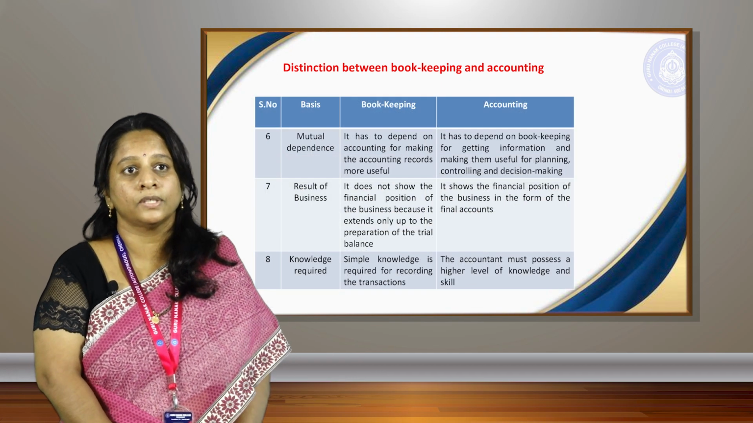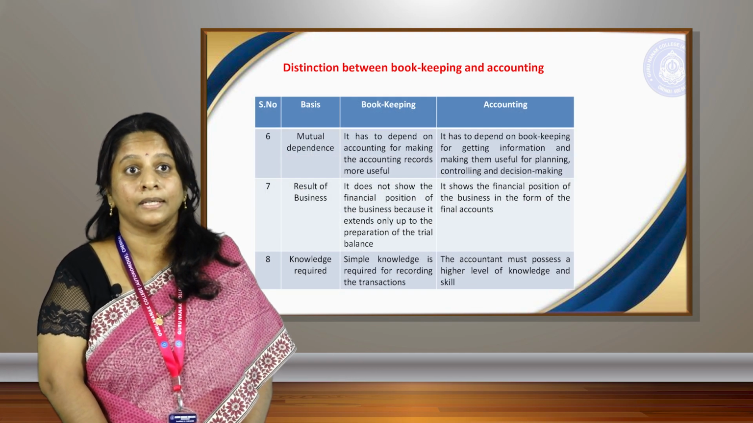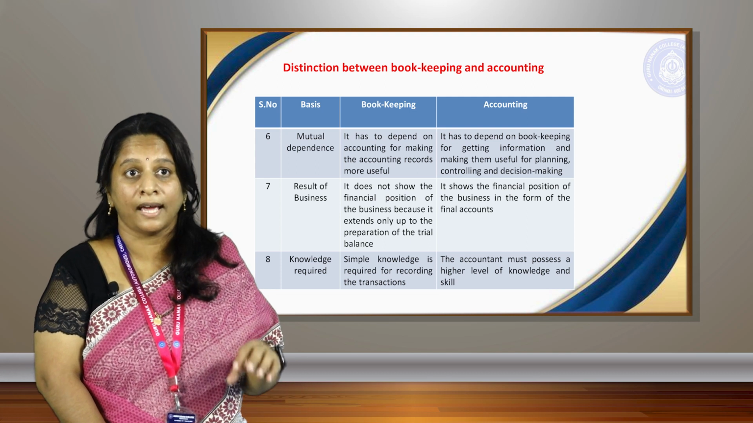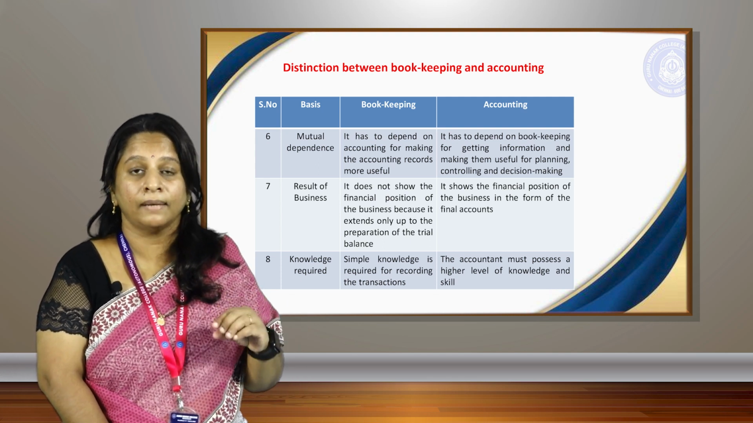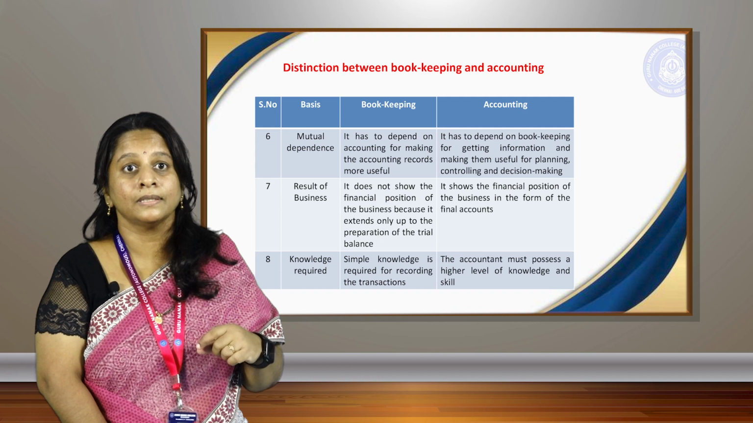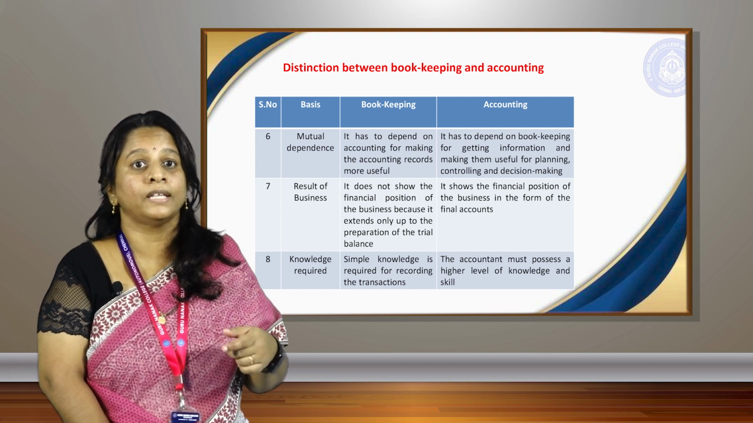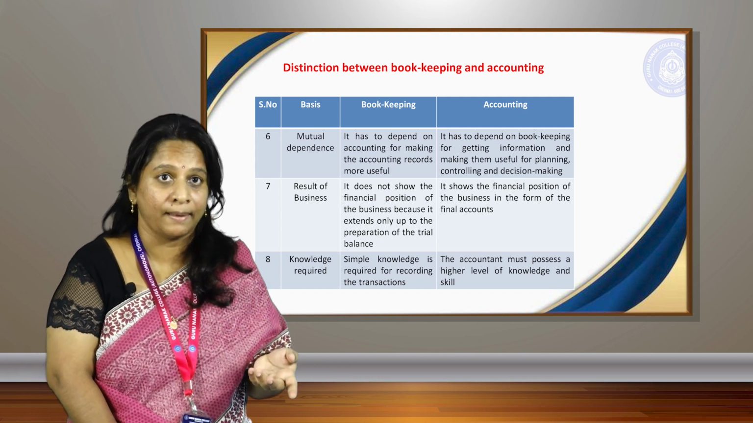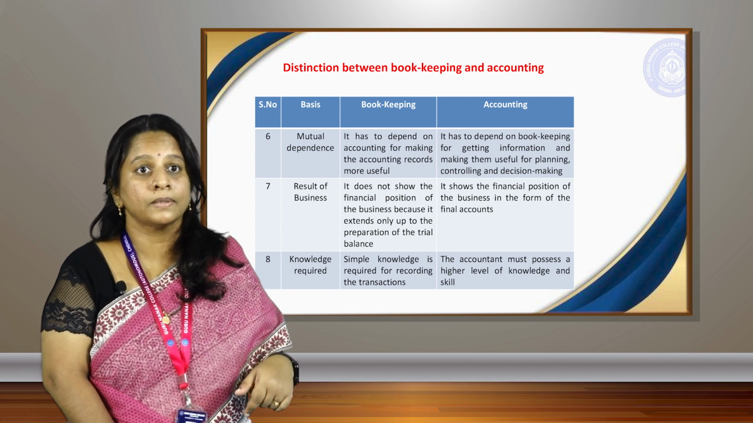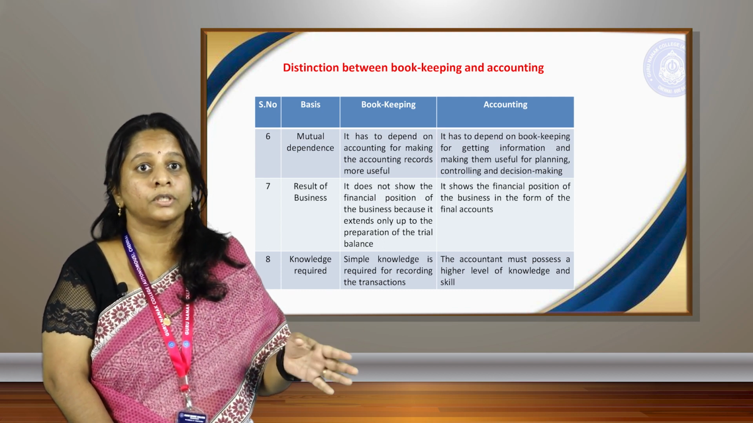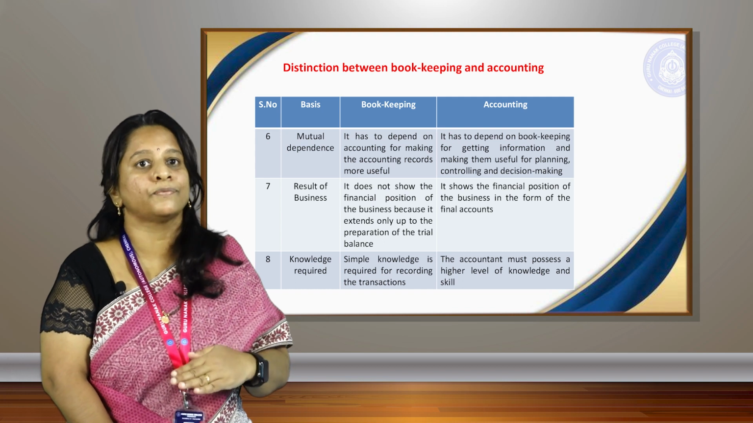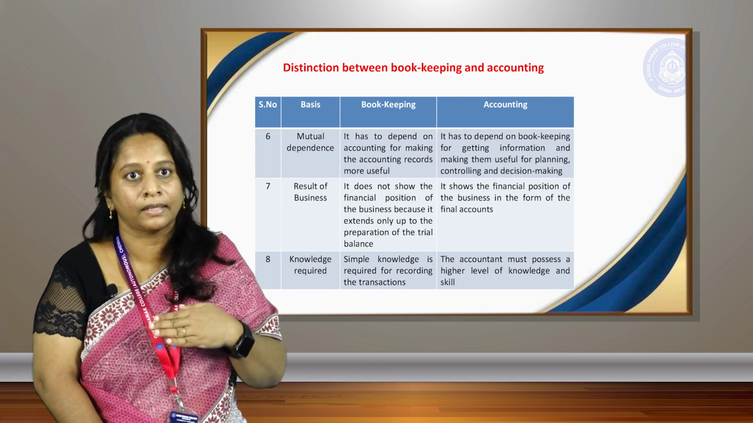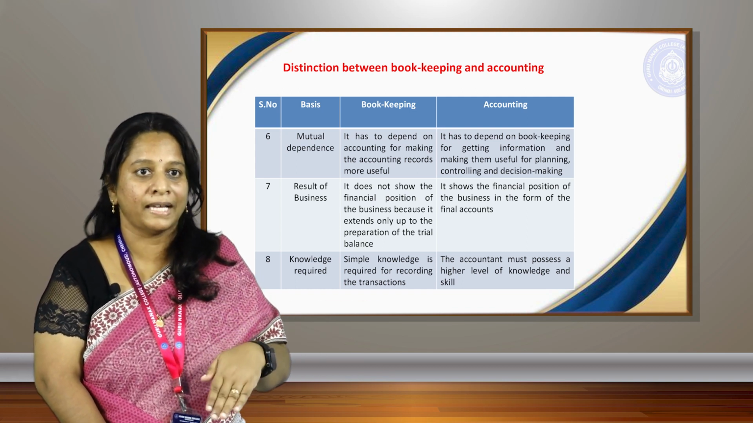The sixth important point is mutual dependence. A lot of recording happens in bookkeeping. It depends on accounting that is more useful. The next aspect is getting information where the planning, controlling and decision making happens in accounting. The results of business: bookkeeping does not show the financial position, whereas accounting shows the financial position and it will go into the final accounts with trading and profit and loss and balance sheet.